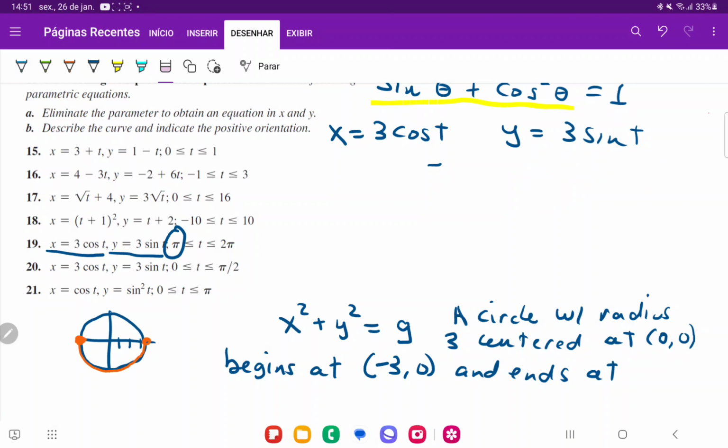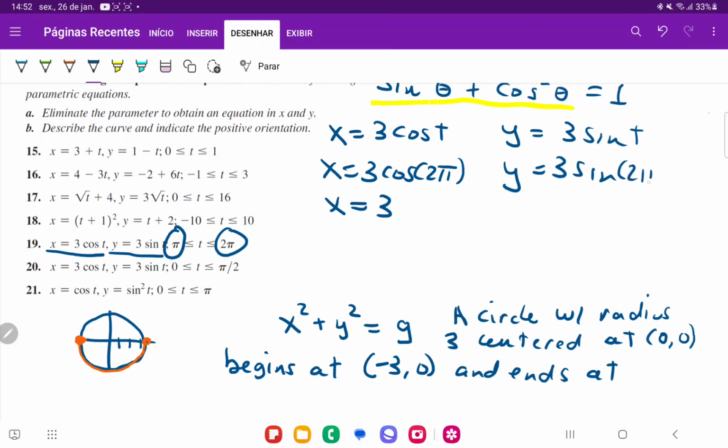And ends at, so now let's plug in 2 pi here into our equation because that's the upper boundary. So we have that x is going to be equal to 3 times cosine of 2 pi. Cosine of 2 pi is just 1, so x is 3 times 1, 3. And y, once more, is going to be 3 times sine of 2 pi, which once more is just 0. 3 times 0 is 0. So it ends at the point 3 comma 0, which as we expect is this point here. So that is it for problem number 19.